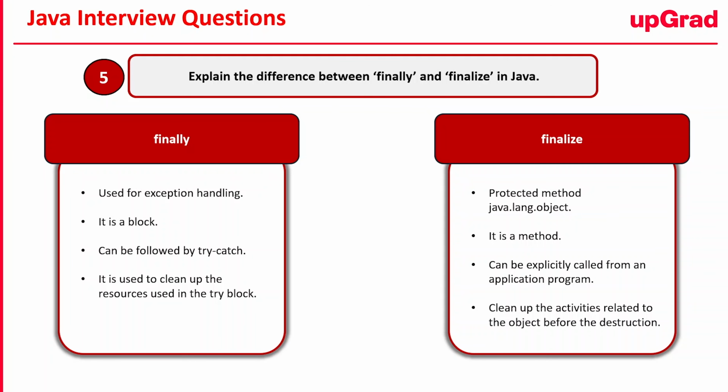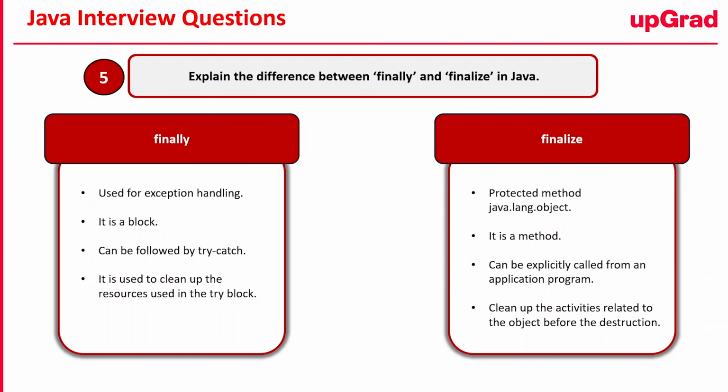To explain it more, the finally block is used in conjunction with the try-catch block to ensure that a specific piece of code is always executed regardless of whether an exception occurs. It is typically used for cleanup operations like closing files or releasing resources. On the other hand, finalize is a special method in the Object class. It can be overridden to clean up resources before an object is destroyed by the garbage collector, though it's rarely used in modern Java due to alternatives like try-with-resources. To handle these types of questions in interviews, make sure to have a clear understanding of exception handling and memory management in Java. Alright, so this was the fifth question.